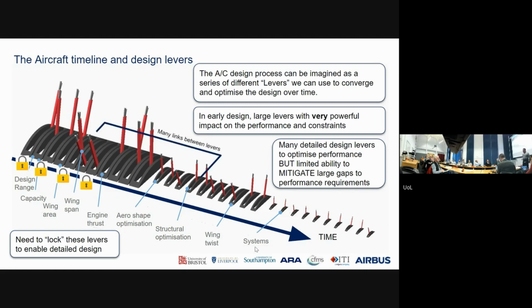And also in the early phases, there are many links between these levers. As you set some of these levers, you can impact how much freedom you have later in the design. So as you fix certain aspects of, say, your wingspan or your wing area, you put constraints on how much freedom your later levers have in your structural optimization and your loads alleviation. You start putting in limits on the level of freedom of these levers. So this is also part of this timeline of decisions.